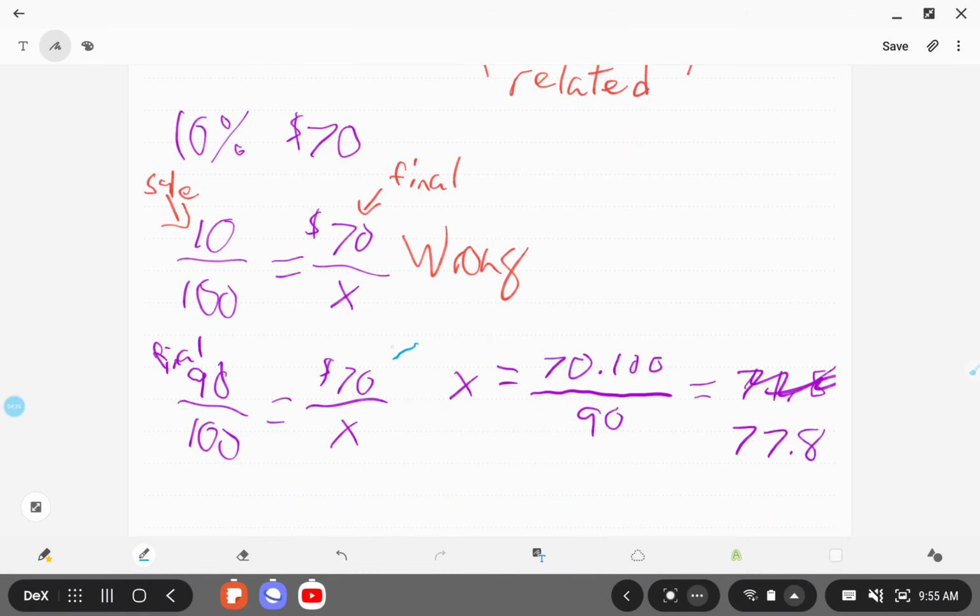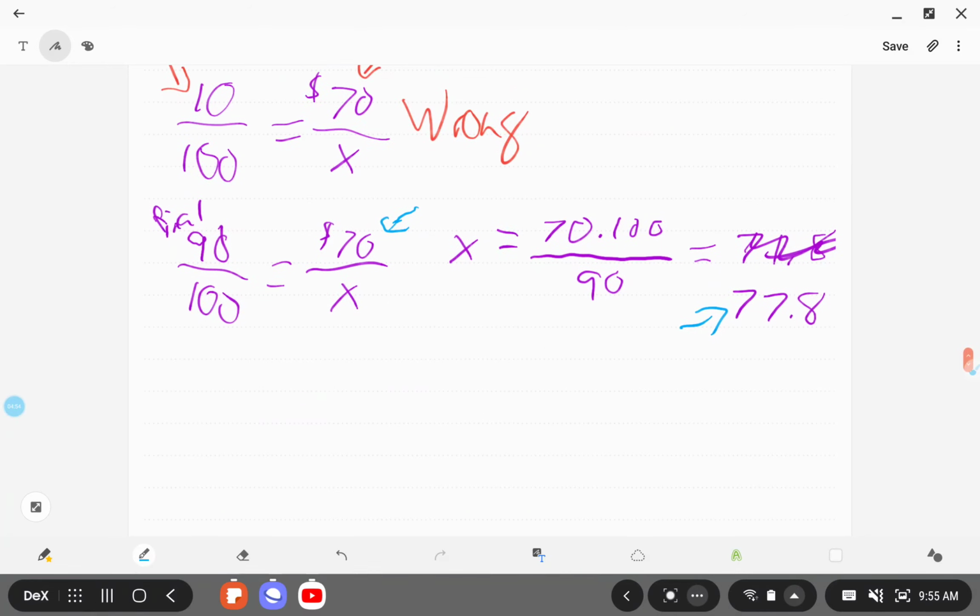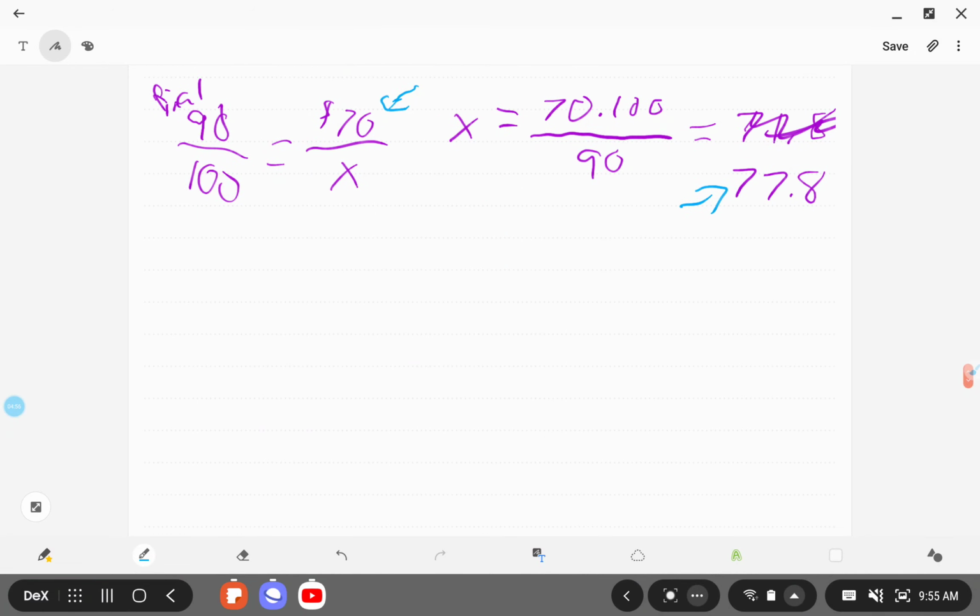All right. So if 10% off gave you a final price of $70, and it was 10%, right? Then the original price would be that 77.8. So that's how you would do it with the proportions and the butterfly that we've worked on before.